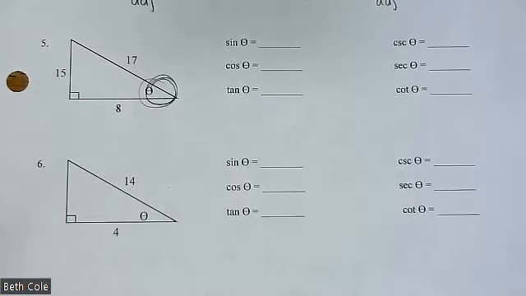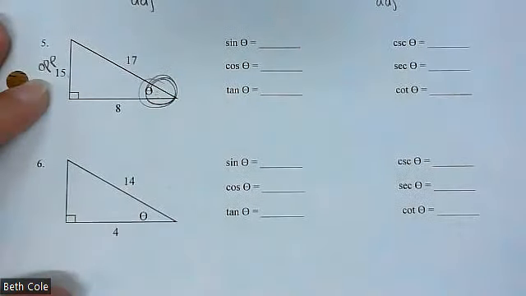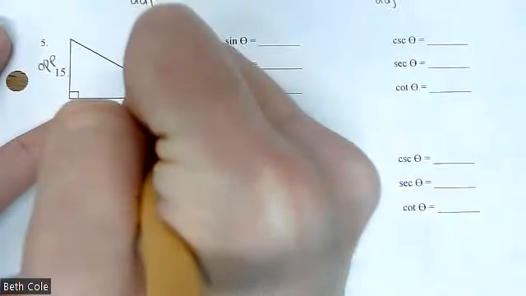Well, it's theta. We use theta for angles usually. So if you are here, 15 is the what? Good. Opposite. What is 17? Hypotenuse. 8 is adjacent.